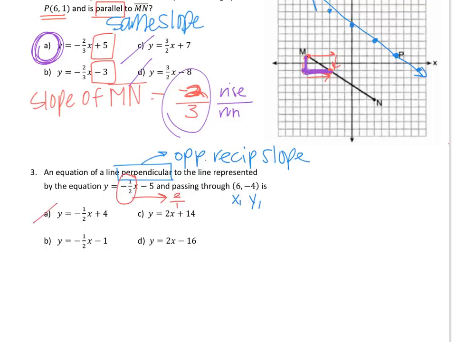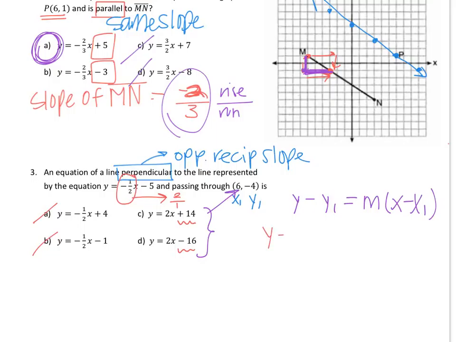So that means we can cross off choices A and B. But now we have to decide, is this a plus 14 or a plus 16? And there's no way to know this unless you plug in to y minus y1 equals m times x minus x1. Now you could use your calculator and type these two equations in and see which one passes through (6, -4), but that seems like a lot of work when we could just do this algebraically.